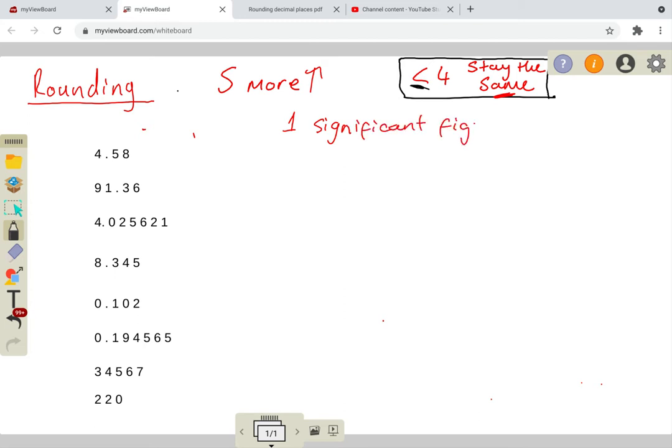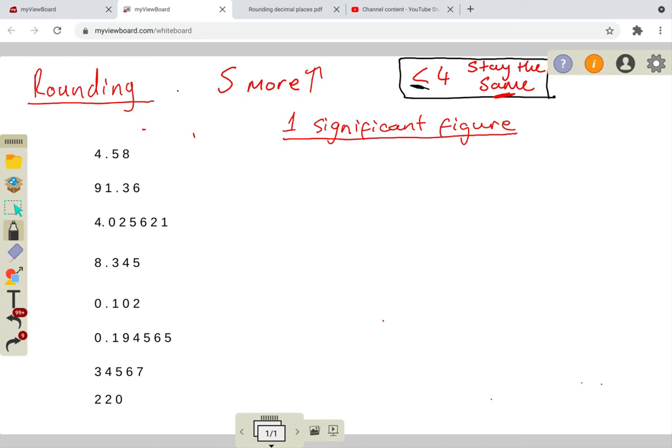a number is a significant figure unless it's a zero at the start. So as you can see, these zeros in the middle are significant figures, but if it's a zero at the start, these are not significant figures. Okay, so let's get started.